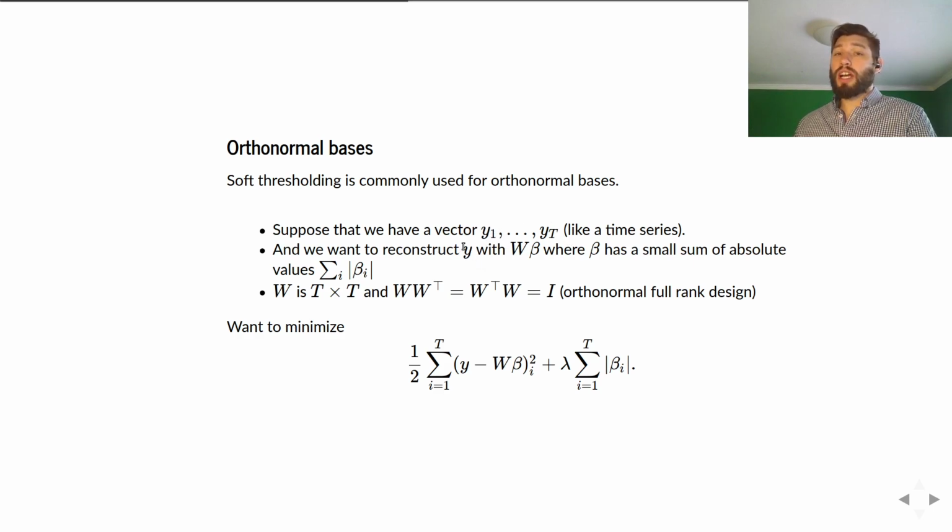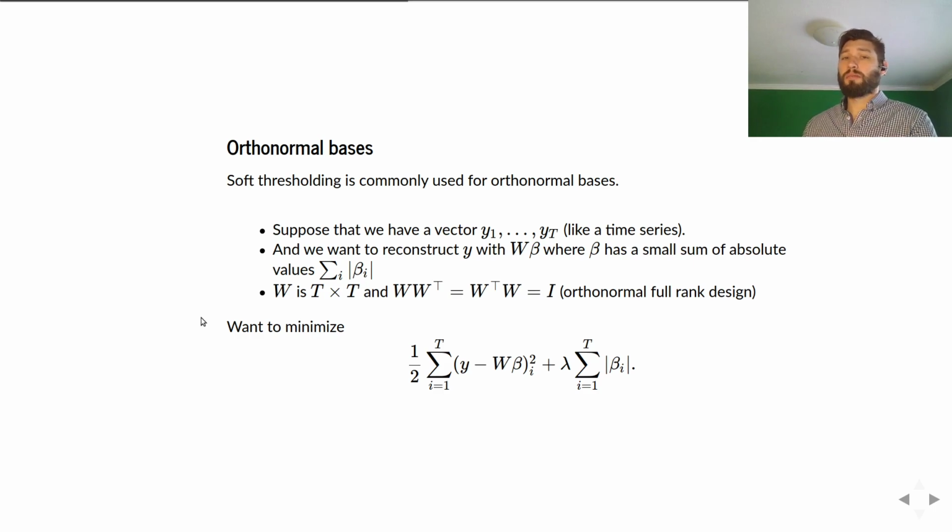And we want to reconstruct y, which is a vector, using some W, which is a wavelet basis matrix, in a matrix product with beta, where beta is a vector and it has some small sum of absolute values. That's going to be our condition: we're just going to assume that the sum of the absolute values of beta is relatively small. So we'd like to bias our reconstruction towards this set. Now W, we're going to assume that it's T by T. So it's orthonormal and it spans the entire space.